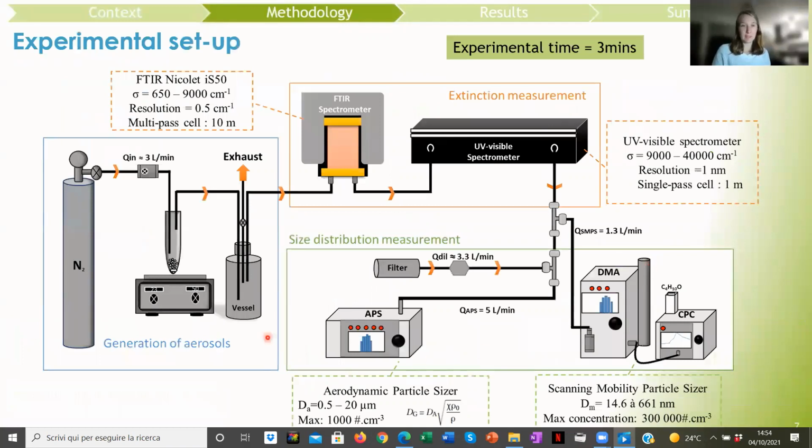Let's see the experimental setup. We retrieve here the generation of the aerosol, and here the characterization of the aerosol. It combines a Fourier transform spectrometer with a UV-visible spectrometer, which allows a spectral range from 650 cm^-1 to 40,000 cm^-1, with a resolution which can go down to 0.5 cm^-1, which corresponds to the one that IASI spectrometers use to record the atmosphere. And at the end, we have a size distribution measurement combining APS with SMPS to get a wide diameter range.